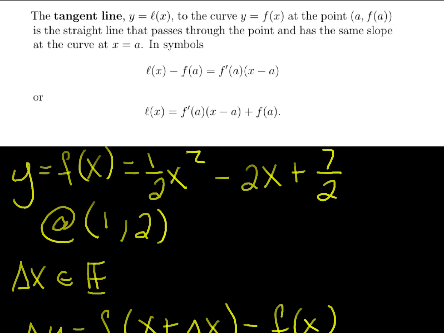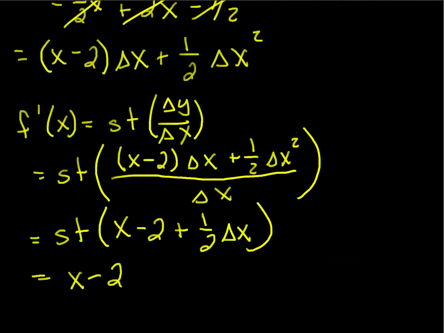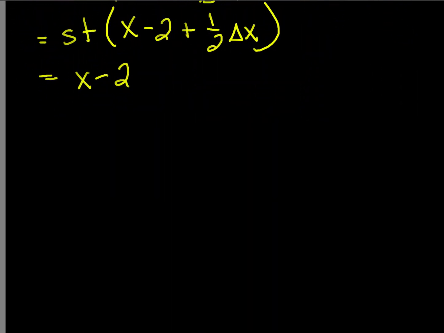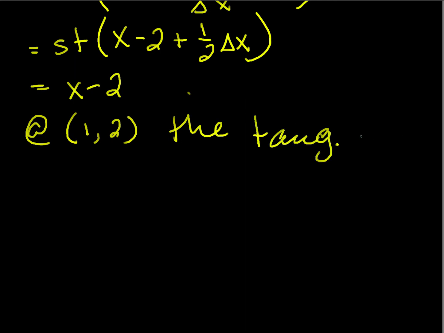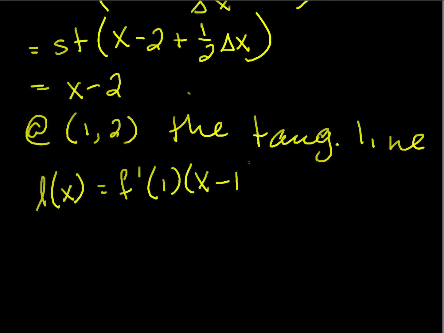And so we will plug 1 into our derivative, and here's our equation, right? L of x is equal to f prime of a times x minus a plus f of a. So here we have that a is equal to 1. That's our point. So at the point 1, 2, the tangent line is given by L of x is equal to f prime of 1 times x minus 1 plus f of 1, which we know is 2.